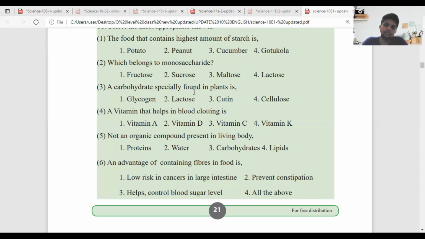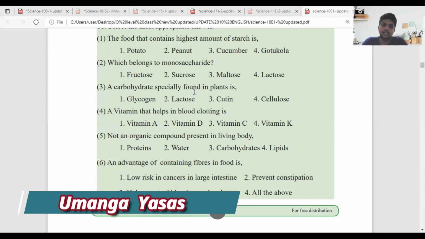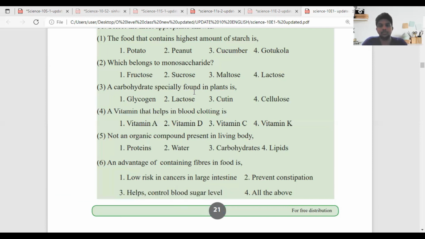Basically, the carbohydrate specially found in plants is cellulose. You can see cellulose in the plant cell walls. Other than that, they have given glycogen, lactose, and cutin. I just explained those things for you. Glycogen, Daru, is also a polysaccharide. Lactose is a disaccharide. Cutin is also a polysaccharide, a specific type of polysaccharide.